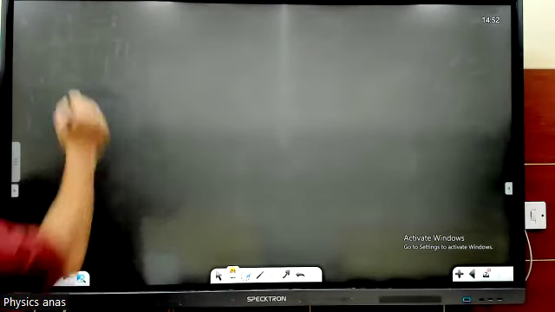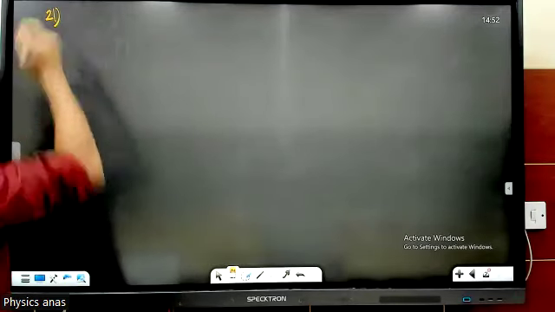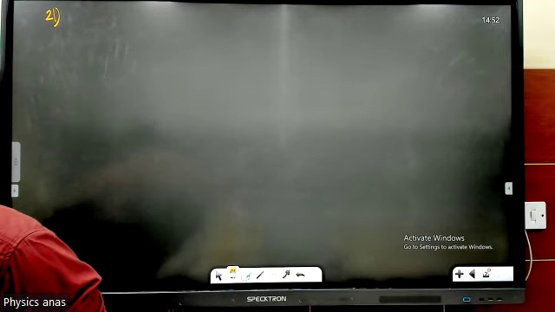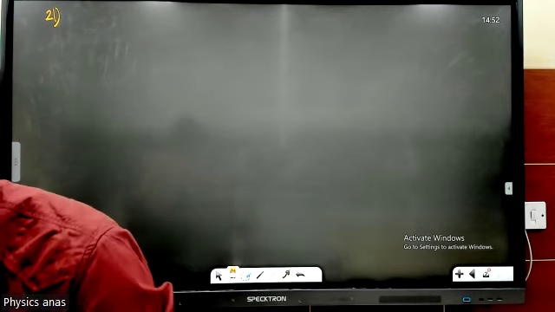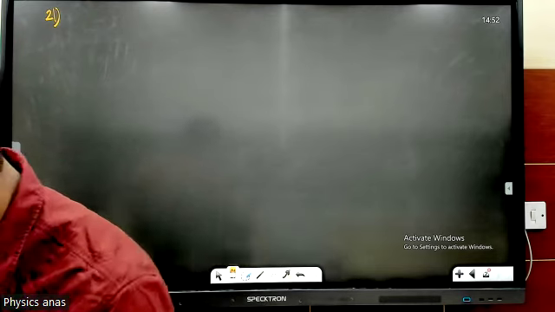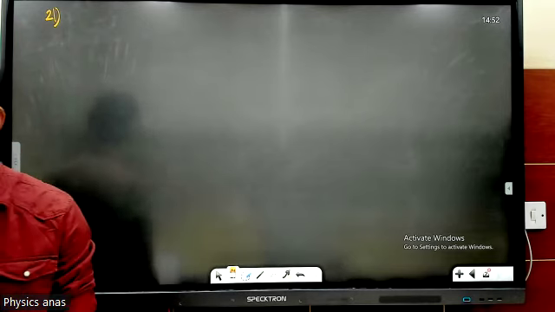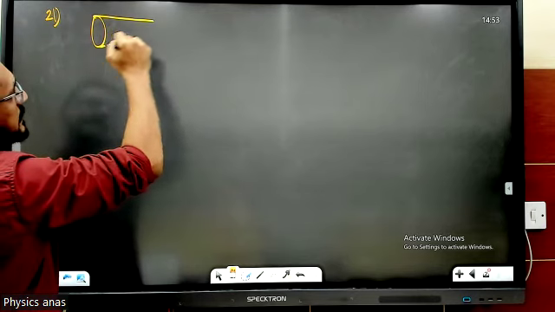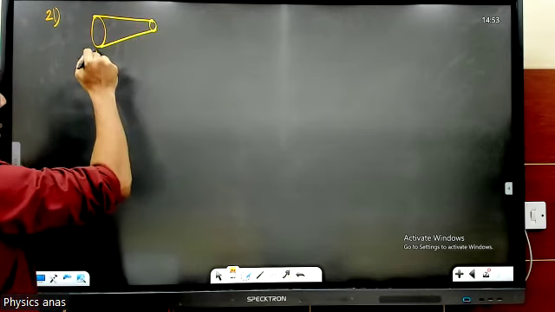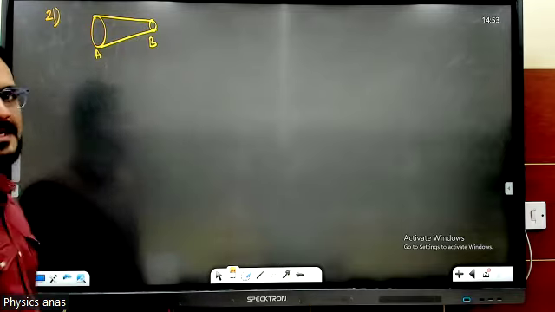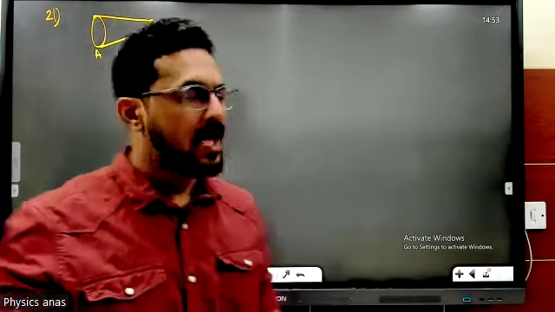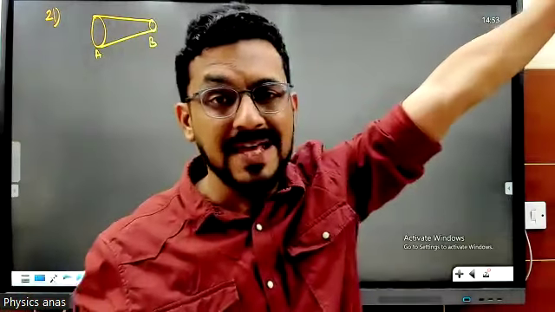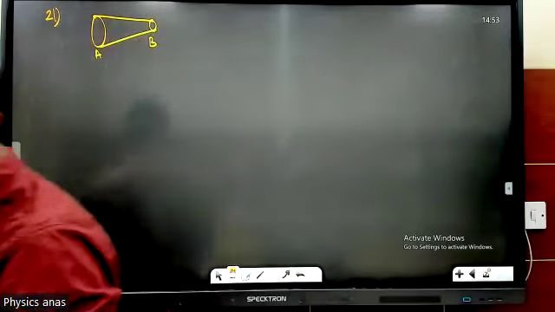Now, question number 21. The thickness of a conductor continuously decreases from its one end A to another end B. So, thickness of a conductor is decreasing from one end A to other end B. This conductor has two ends A and B, and thickness of the conductor at A is greater and that at B is lesser. That is in the question.